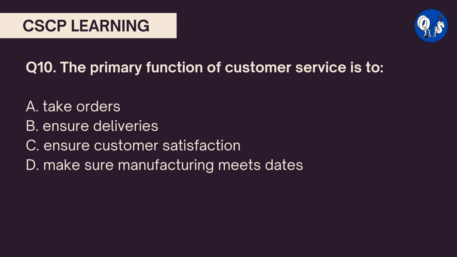Question number 10. The primary function of customer service is to A. Take orders, B. Ensure deliveries, C. Ensure customer satisfaction, D. Make sure manufacturing meets dates. The correct answer for this one is C. The primary function of the customer service department is to ensure the customer is satisfied and remains loyal to the company. This ensures the customer maintains a long-term relationship.